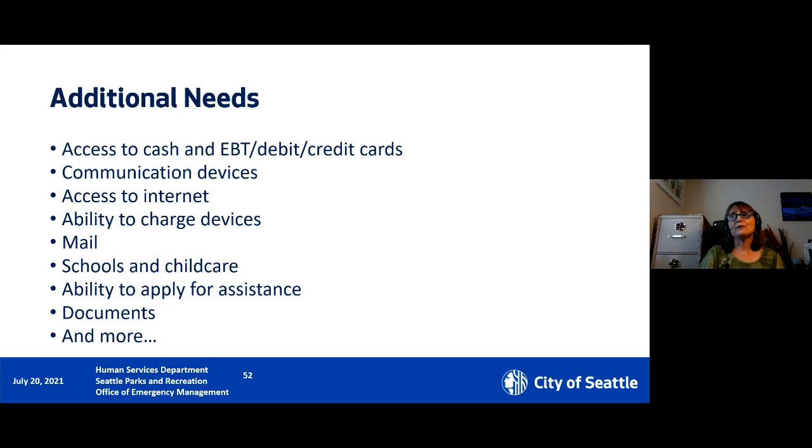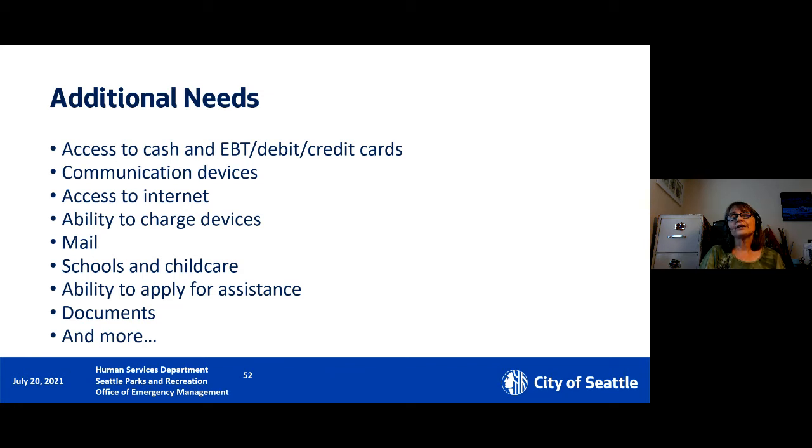One that many people may not think about is mail. Is mail being delivered? Did you remain in the same location to receive your mail if it is being delivered? Or if you use a post office, is the post office available?